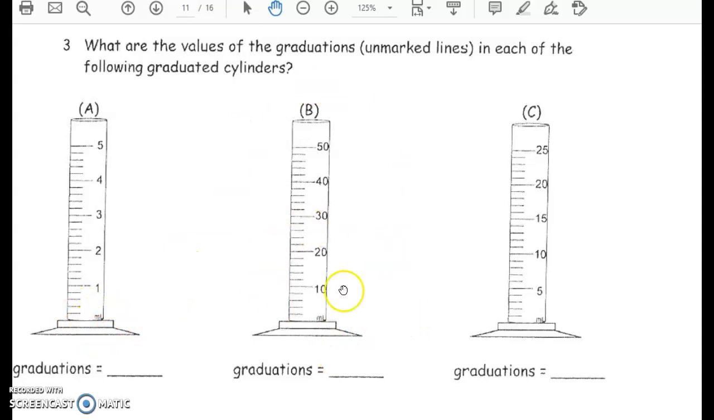Now this one, pretty much the same thing. Hold on, I'm going to have to come back to you. Izzy is yelling for me. So where were we? Sorry.